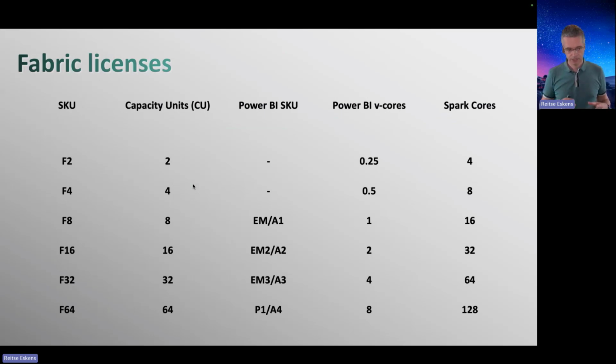I've included a slide where you can see the background of my Fabric. So if I've got an F2, I've got 2 capacity units, which means I can use 4 Spark cores in the end. That's the point where your performance lives. If I'm using an F64, I've got 128 Spark cores. It will be faster. So this will give you an idea, maybe if you're coming from Synapse and you know how many Spark cores you're using there, you've got a bit of an idea about which SKU you should start out with.